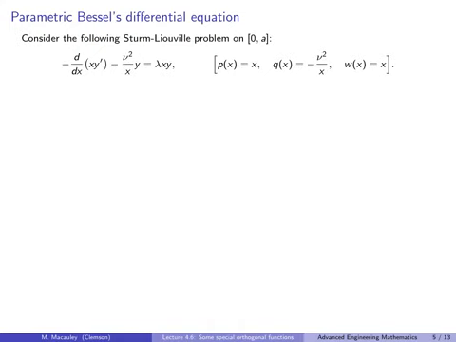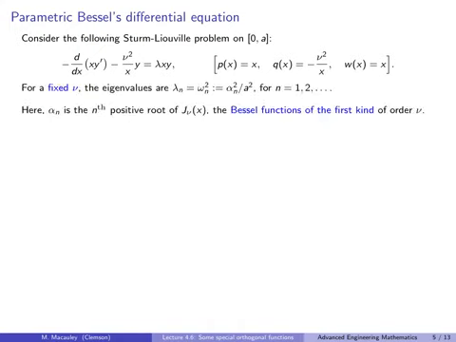That's no longer constant. For a fixed nu, so nu is not lambda, it's just another constant here, but we have an equation like this for each nu. The eigenvalues of this equation are omega n squared, which I'm defining to be alpha n squared over a squared.